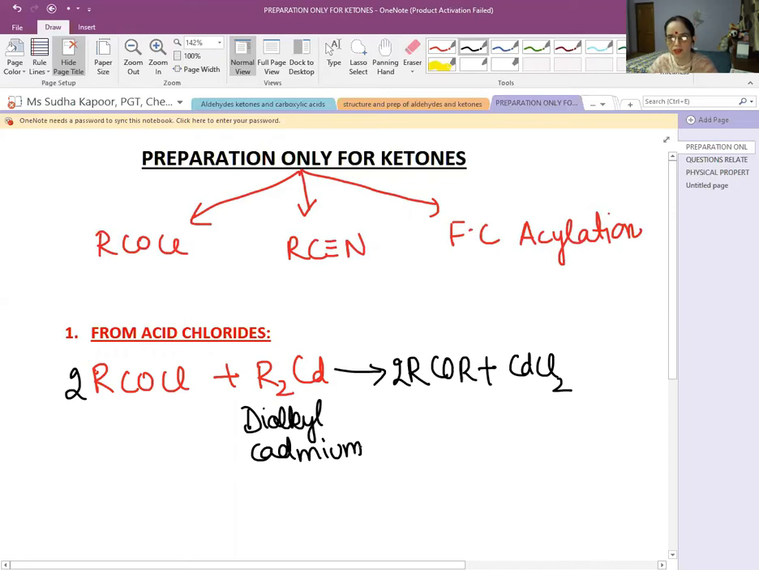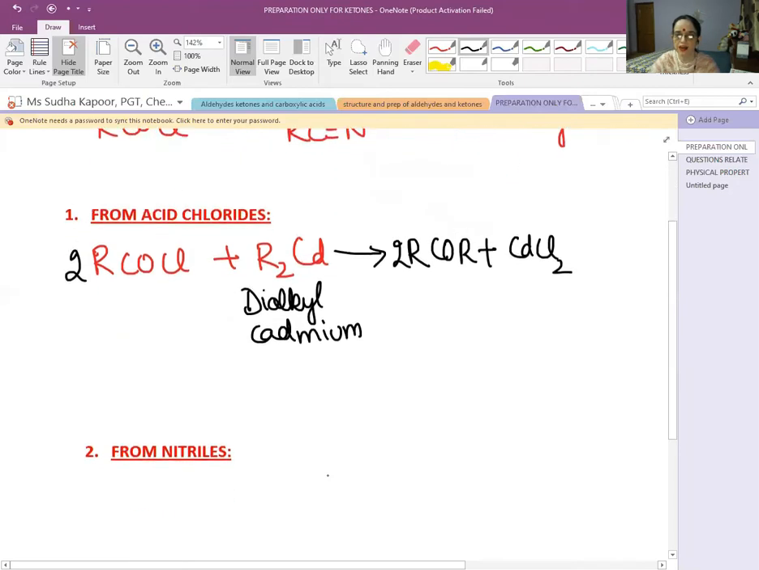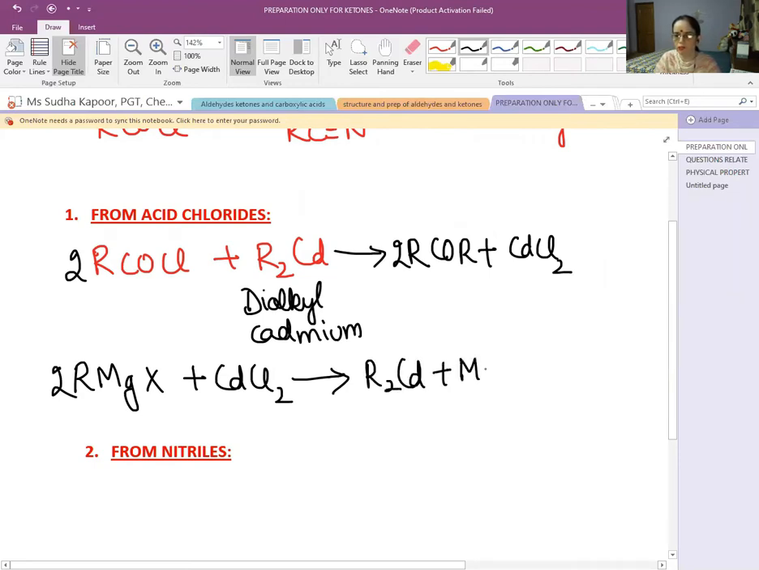But from where can we generate the dialkyl cadmium? For the preparation of dialkyl cadmium, what we require is the Grignard reagent. We take the Grignard reagent, that is RMgX, and treat it with CdCl2, cadmium chloride. What we get is the dialkyl cadmium, R2Cd, along with the formation of magnesium halide. We will take it twice, so the reaction will be balanced. This reaction is applicable for the preparation of ketones using the acid chloride.